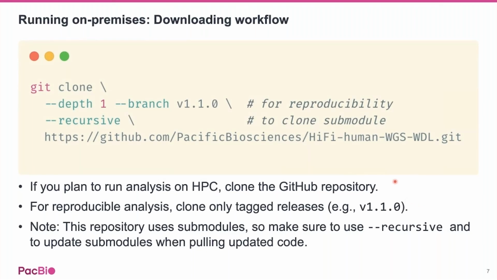To ensure reproducibility, our releases are tagged with a version number, for instance here, version 1.1.0. So we need to make sure to include the branch flag when we clone this repo to get this version of the workflow. We also use the Git submodule system to share some common tasks across workflows. So in order to make sure we clone these correctly, we need to make sure to use the --recursive flag and to update any submodules if we're pulling updates to the workflow.